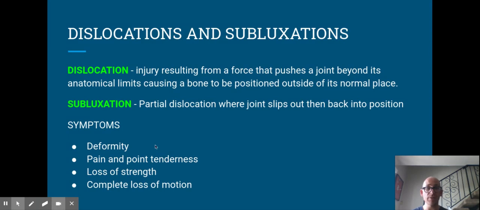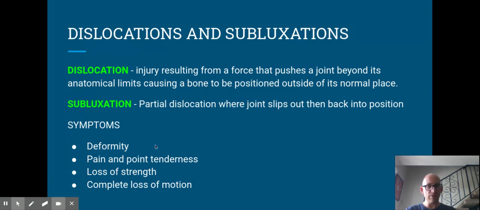Symptoms for this are going to be deformity. If you have a full dislocation, it's going to look weird. You're going to have lumps where there shouldn't be lumps. There is going to be pain. There is going to be point tenderness. There's going to be a loss of strength and a complete loss of motion. If you dislocate your shoulder, your arm from your shoulder, you will not be able to move this arm. Okay, it will be kind of stuck.